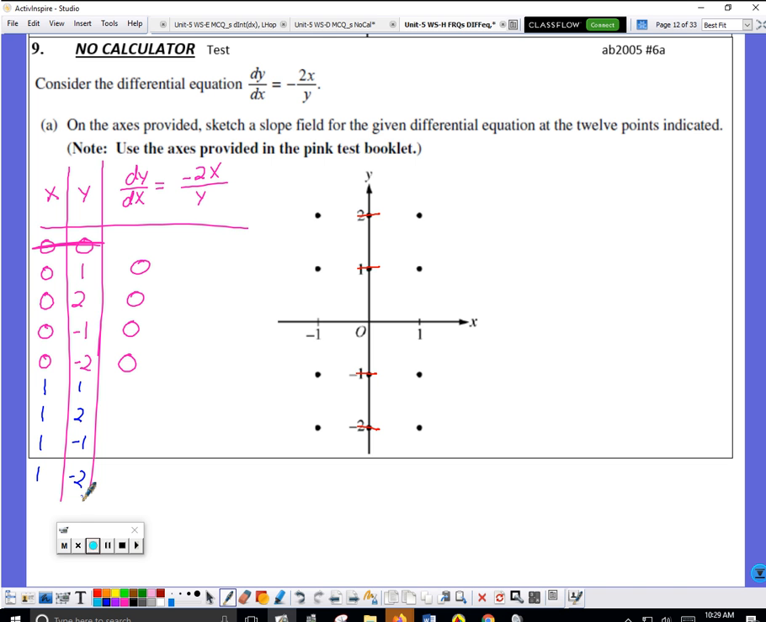Well, when x is 1, the top is negative 2. So negative 2 divided by 1 will be negative 2. Negative 2 divided by 2 would be negative 1. Negative 2 divided by negative 1 would be positive 2. Negative 2 divided by negative 2 would be positive 1.